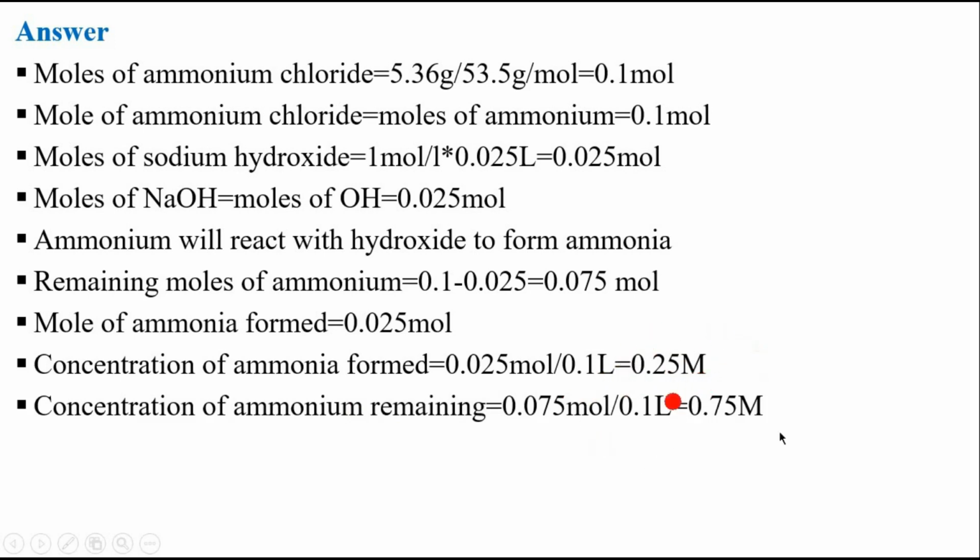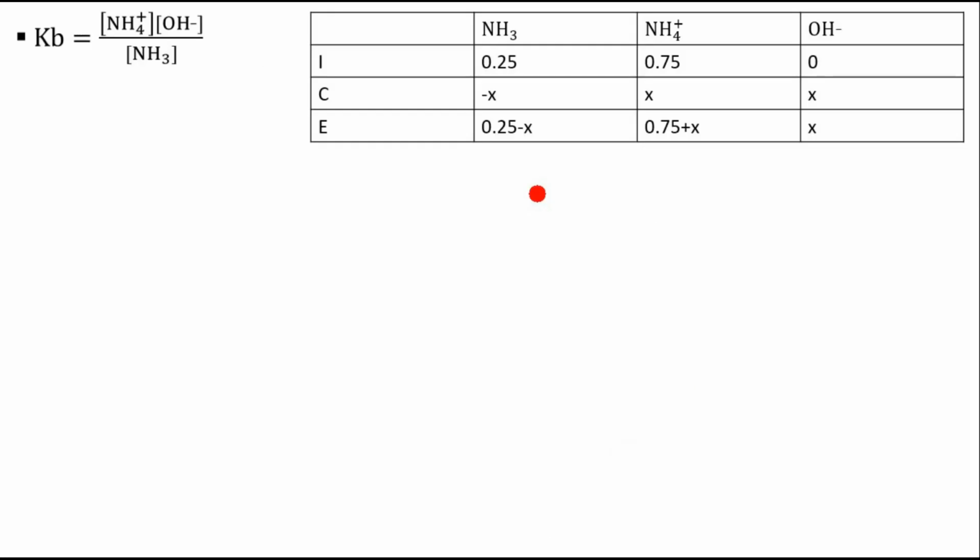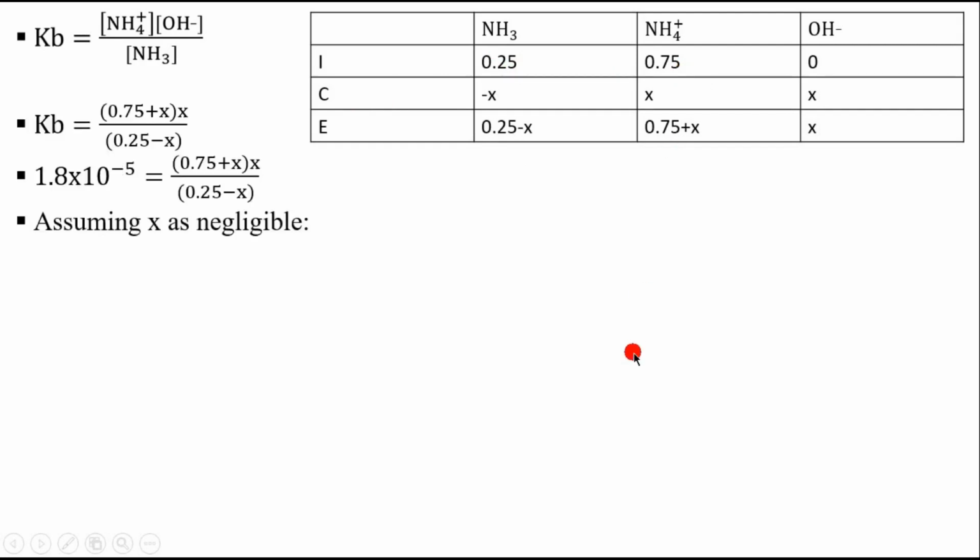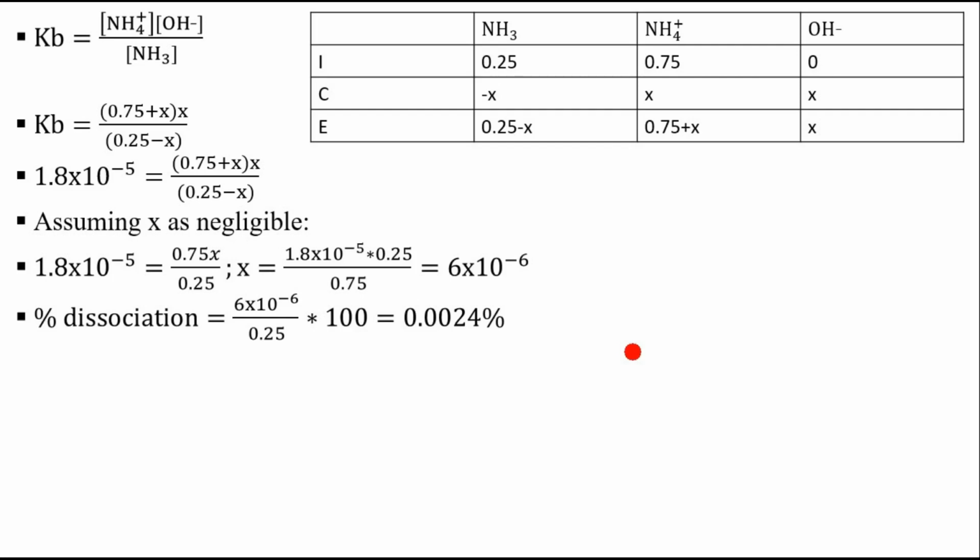So the trick here is to know that before having the buffer system, you will have a reaction between ammonium and the sodium hydroxide, then ammonium which will be remaining and the ammonia which will be produced. They are the ones which form the buffer system. So after getting this, we can then go to the ICE table, the initial change equilibrium. We have the concentration of ammonia, we have the concentration of ammonium, then we determine the hydroxide obtained at the end of dissociation. In this case, the hydroxide is equal to 6 times 10 power negative 3 molar.